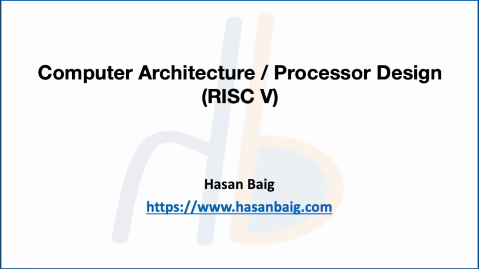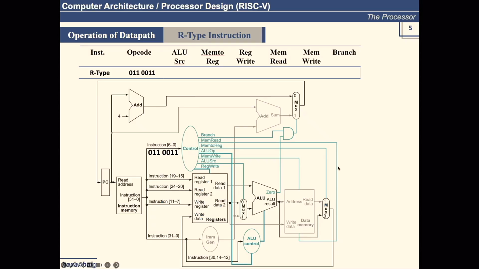And now we have to see the signals. So if it's an R-type instruction, the R-type instruction's opcode is shown up here. In this slide, we are going to discuss the control signals. So what do you think will be the value of this reg-write signal? We are talking about the R-type instruction.